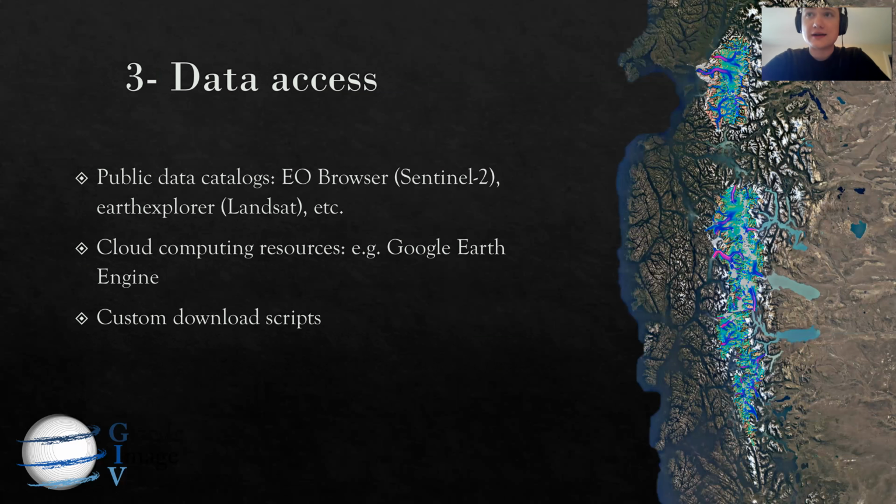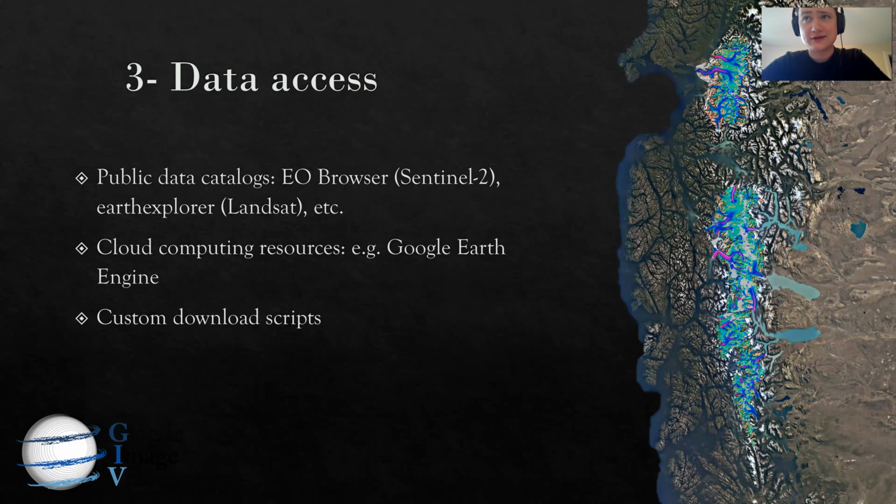You might have seen in the first video of this series, the Zero to Ice Flow video, I used EO Browser to download some Sentinel-2 images very rapidly. It's got a very nice user interface. For Landsat images, USGS's Earth Explorer website is a good data source as well. I will show you these in a moment, and I'll put the links in the description.